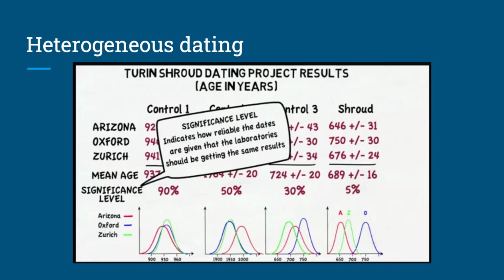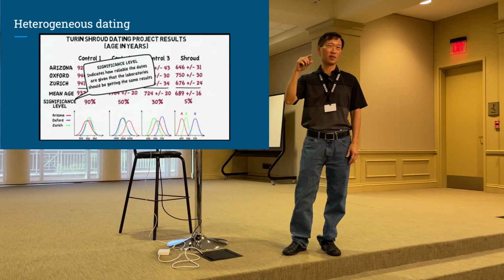They had 3 control samples and then the shroud. With the control samples, one of them had a 90% significance level, another a 50%, and another a 30%. The higher the number, the more reliable the numbers are. With the shroud, they had a 5% significance level. What do you think is the cutoff in order to be accepted as a valid result? 5%. So they coincidentally happened to meet that level, right?